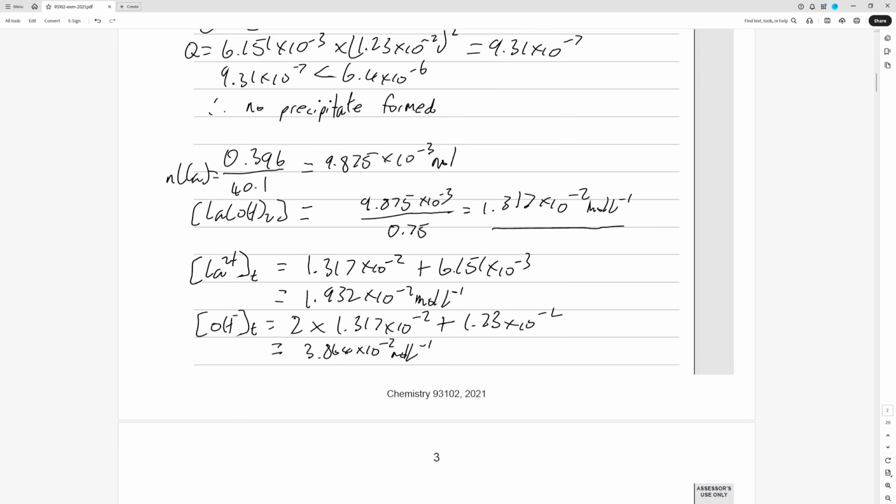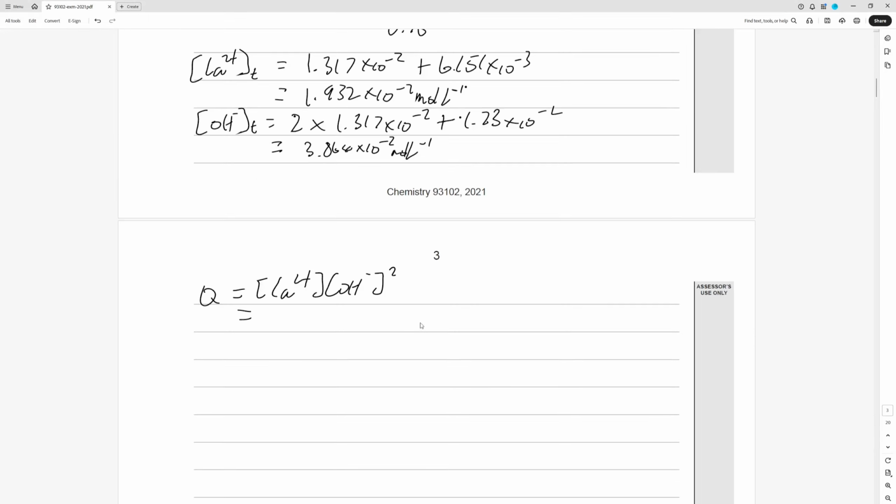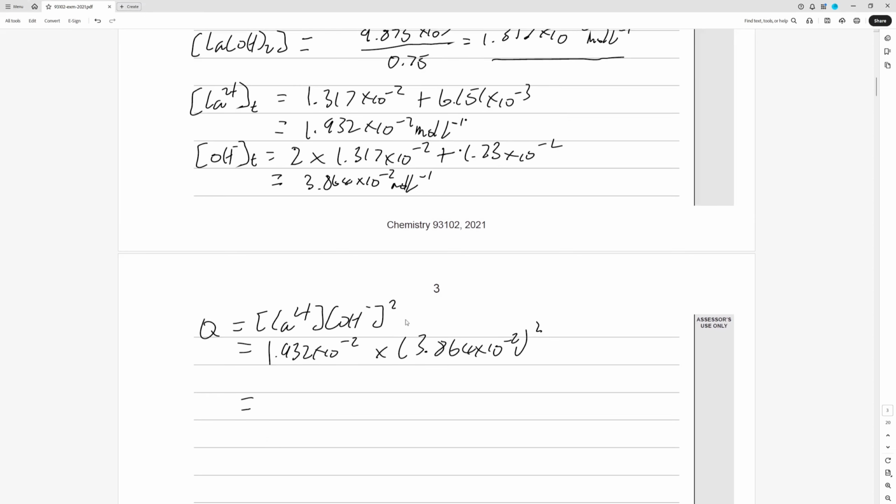And again, we can find the reaction quotient of this. So we calculate the value of Q again here, and remember it's Ca2+ and OH-. So this equals, we just find the values again, 1.932 times 10 to the power of negative 2, times 3.864 times 10 to the power of negative 2, and this is squared. So don't forget to square it, which gives us approximately 2.88 times 10 to the power of negative 5.